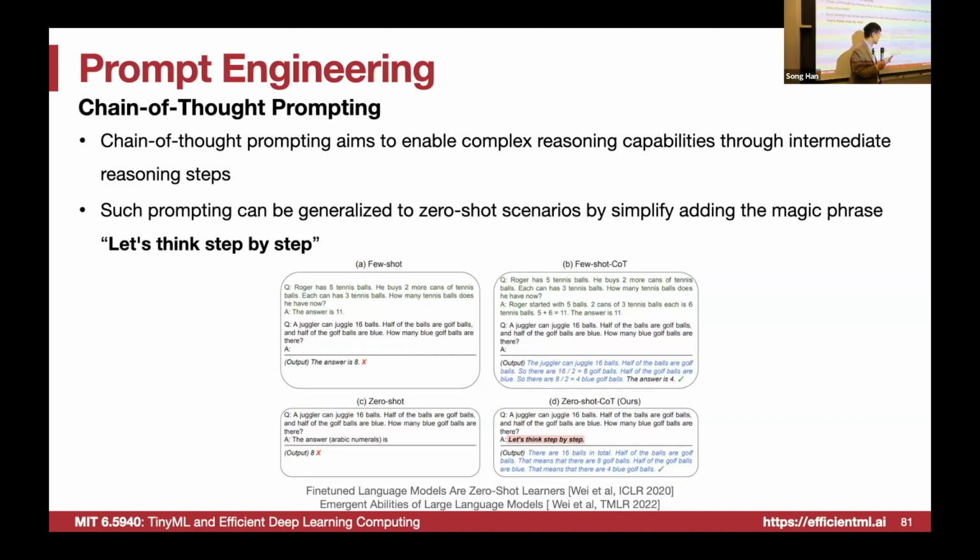But when we add this magic sentence, let's think step by step, and prompt it again, it's going to give the output. There are 16 balls, and half of the balls are golf balls. That means there are 8 golf balls. Half of the golf balls are blue, which means we have 4 blue golf balls. So nothing has changed. We are not giving any more shots, no more context, but just adding this one more sentence in the prompt, let's think step by step. It's going to get a much more accurate result.